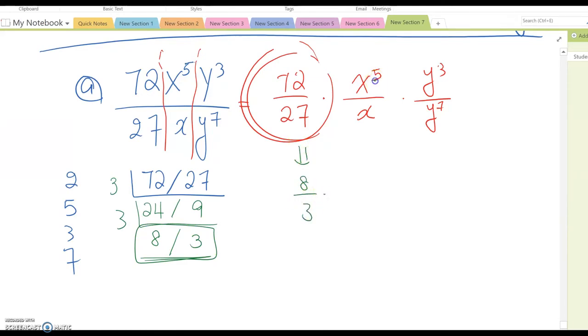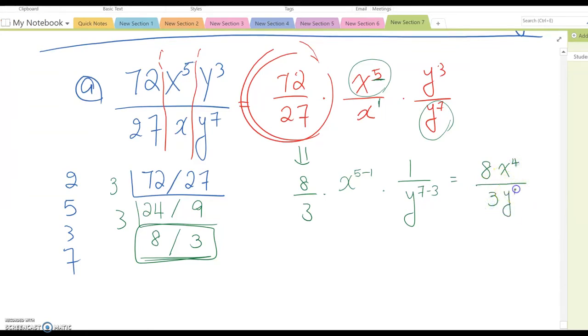Now in this case, x has no exponent, which means 1. Which one is greater? Yes, this is greater, so it becomes x to the 5 minus 1. Now for this one, which one is greater? Yes, this is greater, so 1 over y to the 7 minus 3. So it becomes 8x to the fourth over 3y to the fourth. That will be the answer. Again, you cannot simplify the two exponents because there are two different base values. So 8x to the fourth over 3y to the fourth should be the answer.